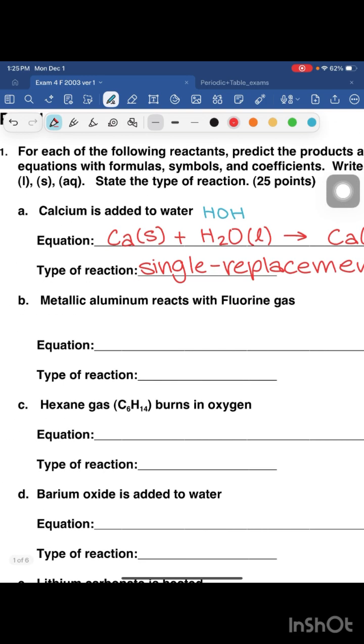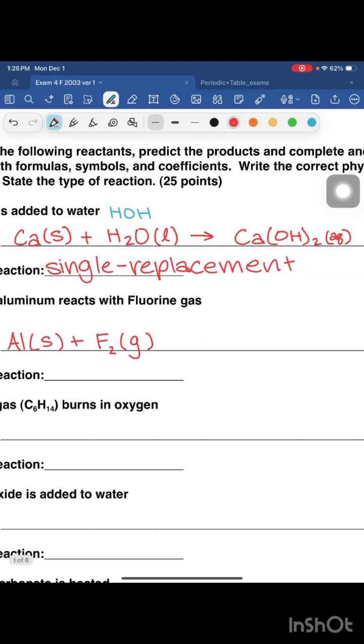Metallic aluminum reacts with fluorine gas. Aluminum and fluorine. Fluorine is diatomic, so we're going to put F2. And it said that it's fluorine gas, so that's G. And aluminum is a metal, it's a solid at room temp.